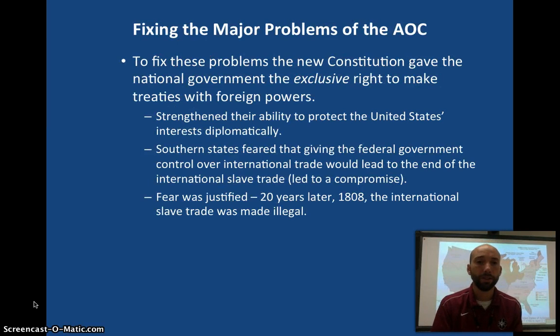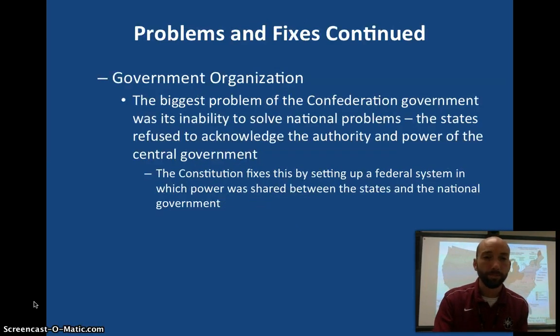So as the Constitution is created, they try to fix those problems. The national government is given the exclusive right to make treaties with foreign powers, which makes sense, that the whole United States should make treaties with foreign powers as opposed to individual states. One of the fears was that the southern states would give the federal government power to control international trade, and they fear that that's going to lead to the end of the slave trade. So they make a compromise that says that they can't end the slave trade until 20 years later.